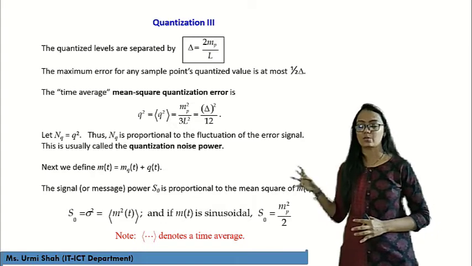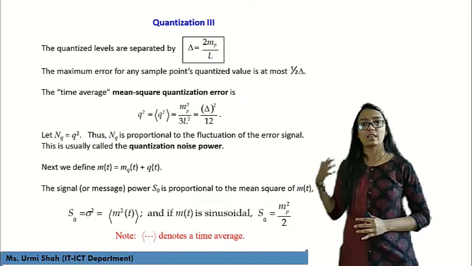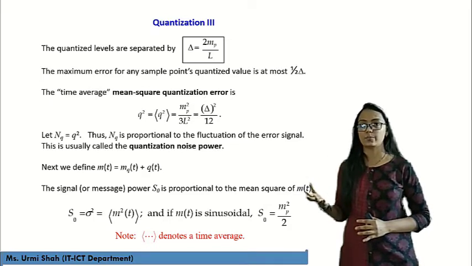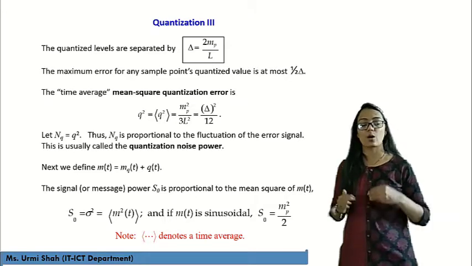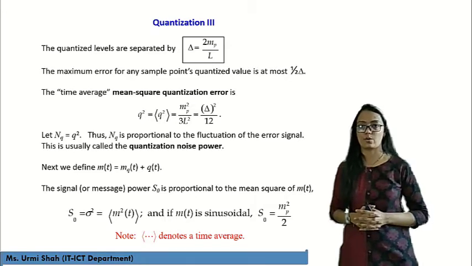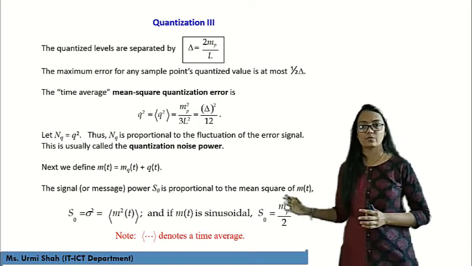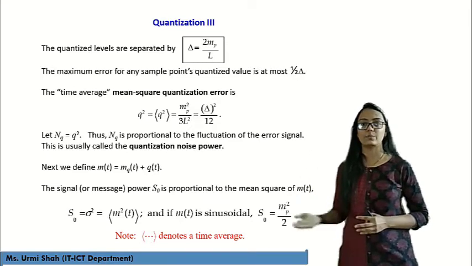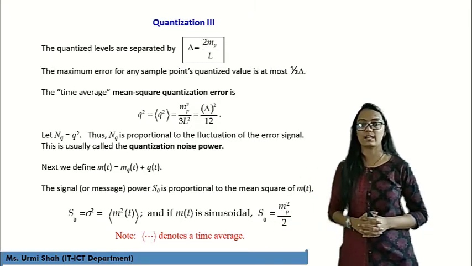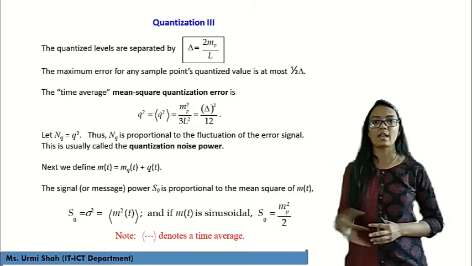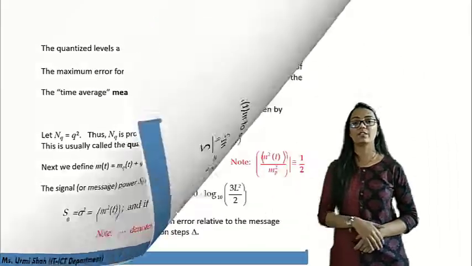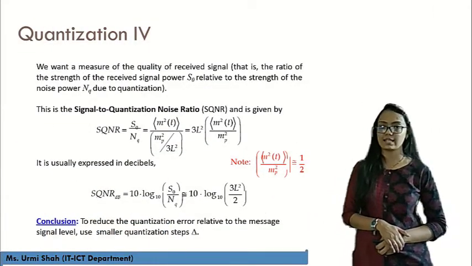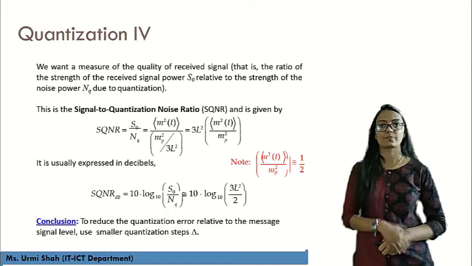Basically, NQ is our quantization noise parameter, which is equal to Q square. The NQ value is directly proportional to the fluctuations of the signal, and this is also known as quantization noise power. And over here, our signal power can be defined using this formula, that is MP square by 2. MP is our message signal amplitude. This way we can represent our quantization amplitude.